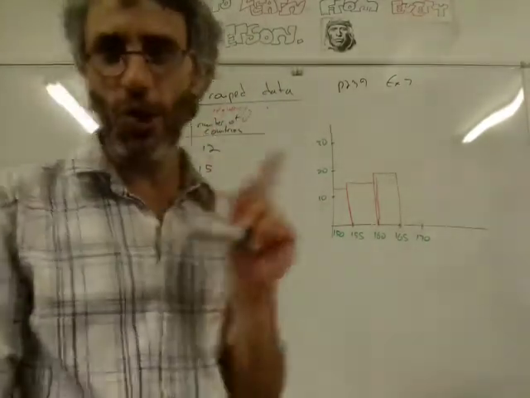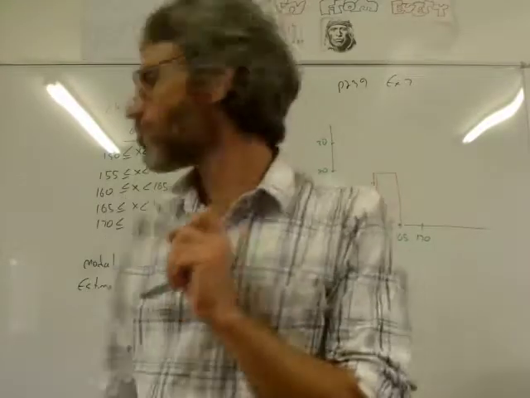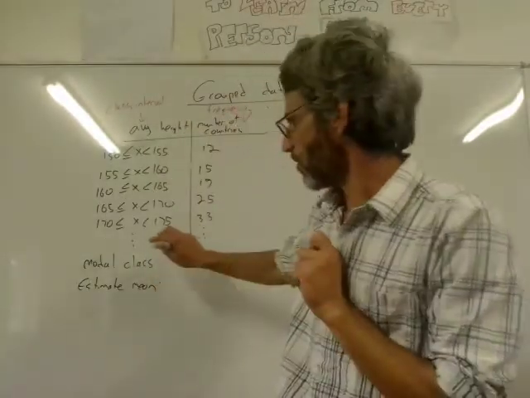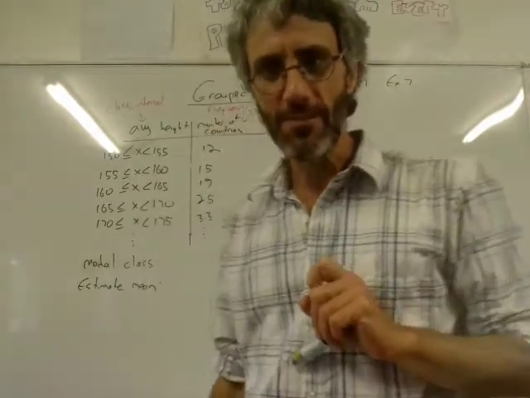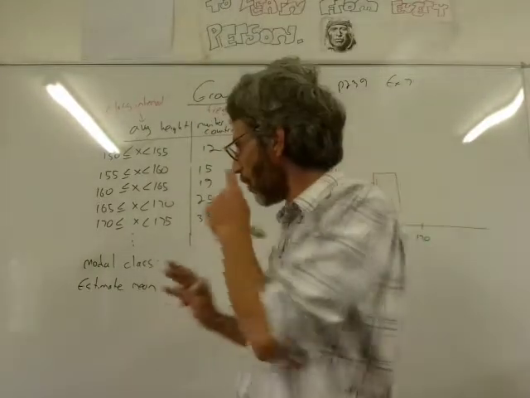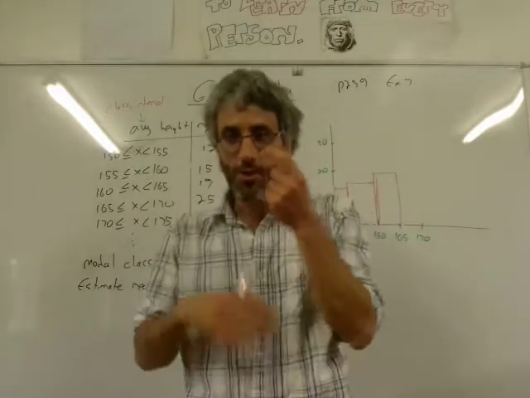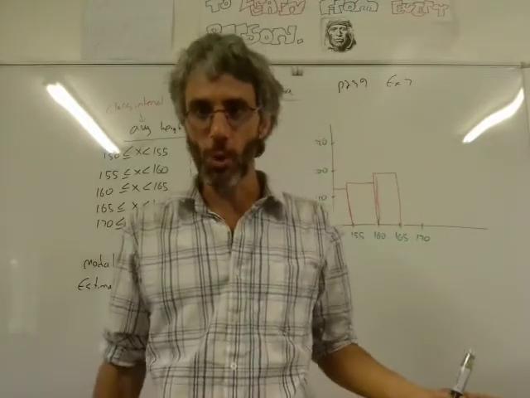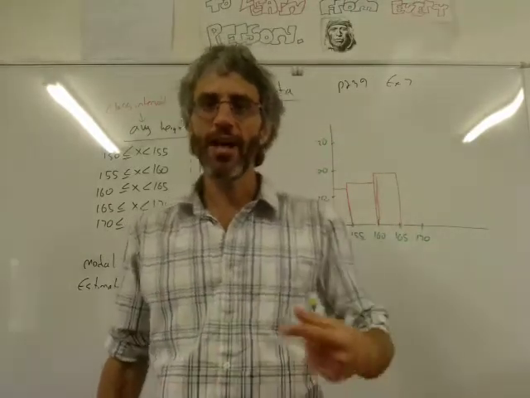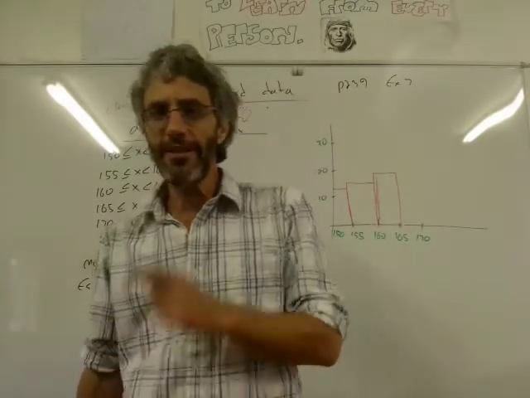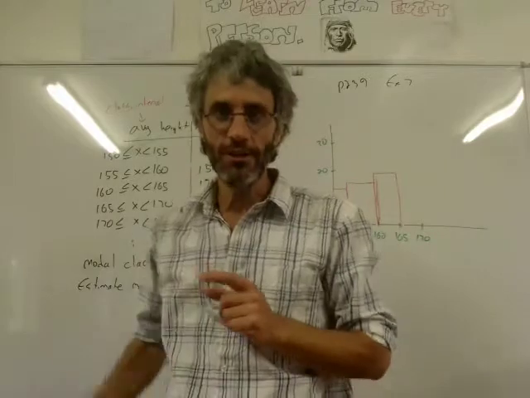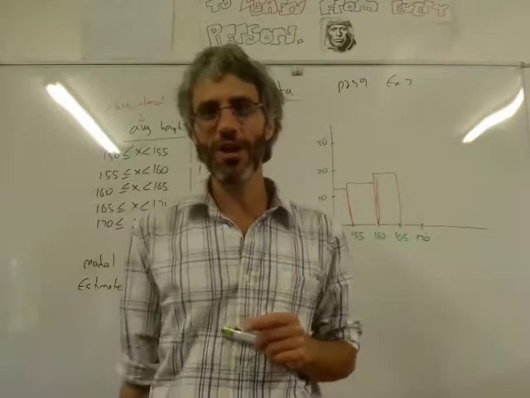But this is not what we're really interested in today. We're interested in finding the modal class and the estimated mean. Now the modal class, let's start with the easy one. What is mode? We spoke about mode. Mode is the value that repeats itself the most. So the modal class is the class, the interval, that has the highest frequency.